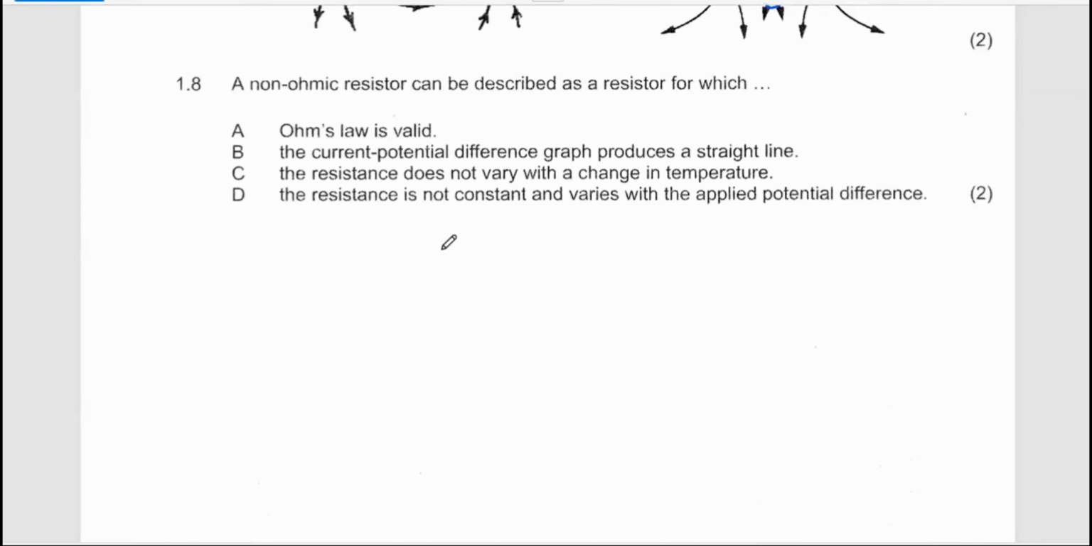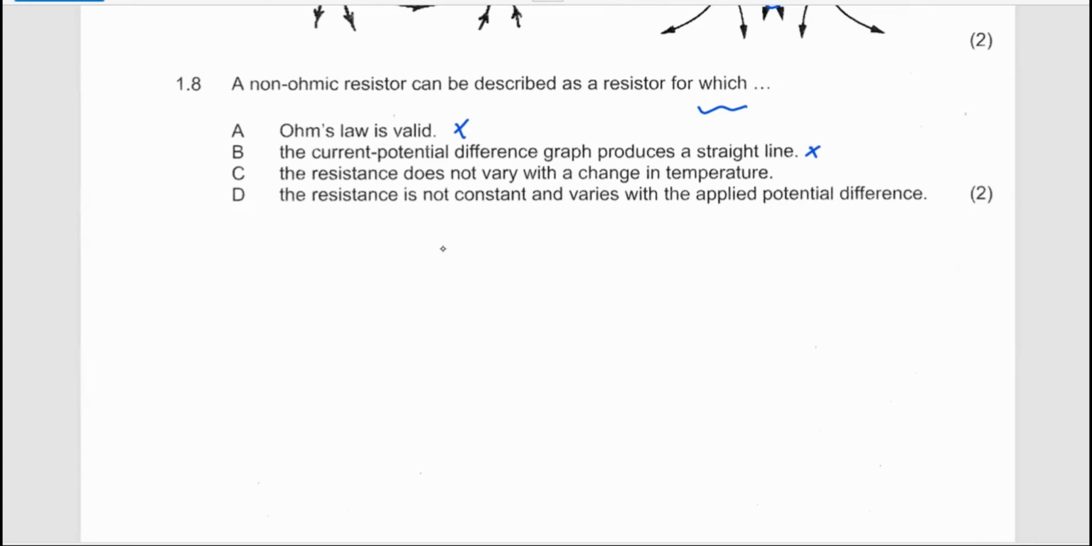Then 1.8, a non-ohmic conductor can be described as a resistor for which... So we know that ohmic obeys Ohm's law. Okay, non-ohmic does not obey. Okay, so Ohm's law is valid, so this is out for a non-ohmic. Current potential difference produces a straight line. This is for ohmic. The resistance does not vary with a change in temperature.